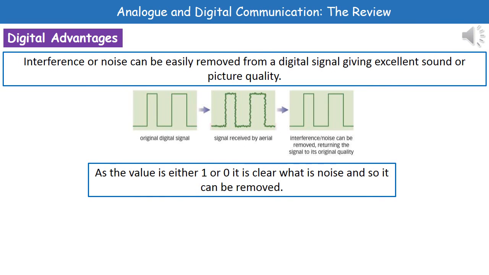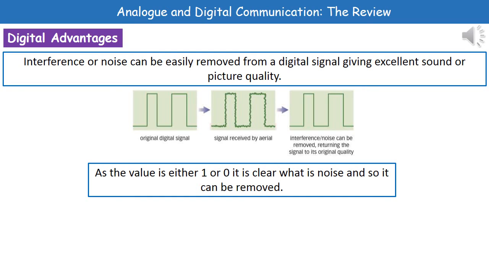If we consider the advantages of using a digital signal over an analog signal, the most important one we need to remember is that any interference or noise can be easily removed from a digital signal. This means we're going to get excellent sound or picture quality. Because the value is either 1 or 0, either on or off, it makes it very easy to identify any interference or noise so we can then remove it.